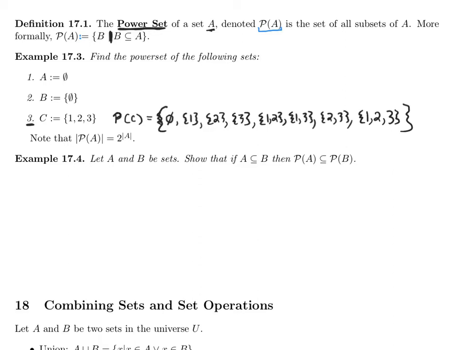Now let's get a little crazier. So try A and B yourselves. Think about it. It's a little tricky when you're first learning power sets, but try and figure out what the power set of A, which is just the empty set, and B, which is the set containing the empty set, are.